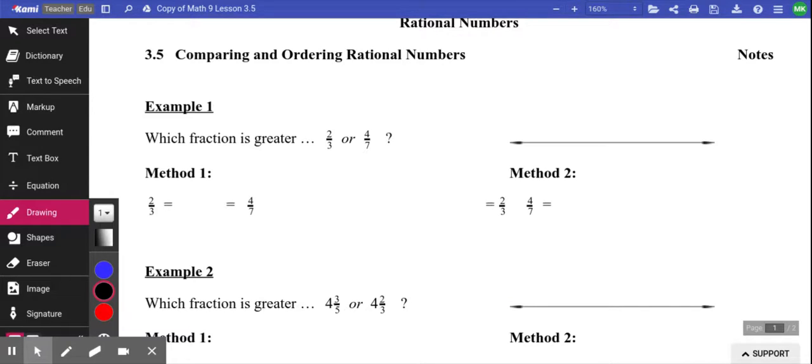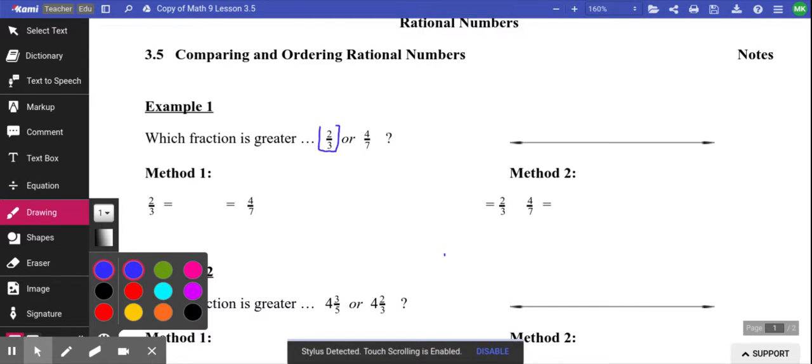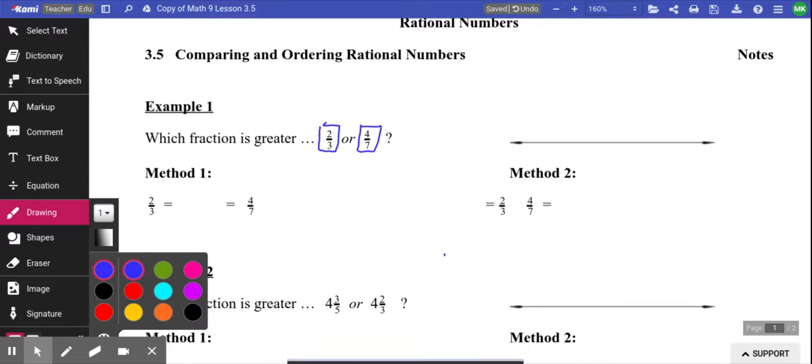Comparing fractions. If you look at example 1, it says which fraction is greater, this one or this one. If you had a calculator, the best way to do it is to turn it into a decimal and just look at the decimal value, right? It's pretty easy to tell which decimal is the bigger decimal because it's just ordering numbers.